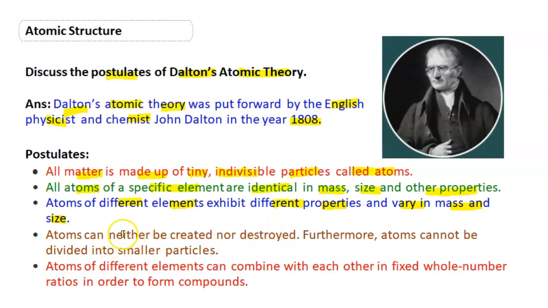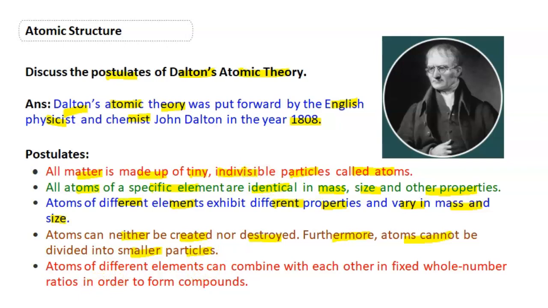Then the fourth postulate is: atoms can neither be created nor destroyed. That means we can't create an atom, and we can't destroy an atom. Furthermore, atoms cannot be divided into smaller particles. That means we can't further subdivide a particle. This we have already discussed in the first postulate.